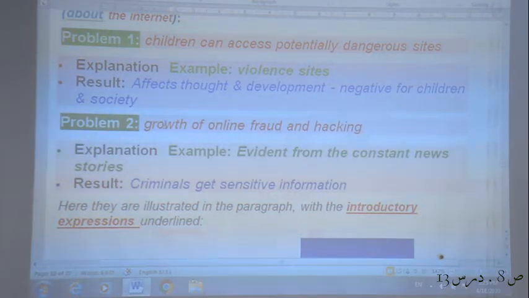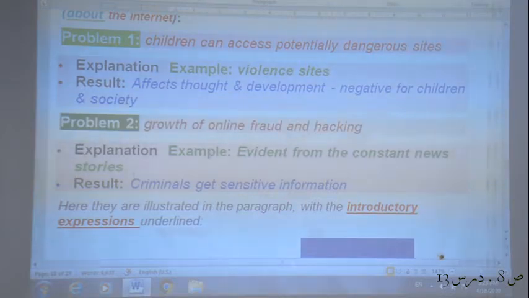Now we think about another problem relating to the internet, and here we can talk about the growth of online fraud. Fraud means deceiving others in order to steal money, for example, or to get sensitive, important information. So fraud means deceiving others, okay? And hacking is when you try to break into computer systems in order to get information. So here we are talking about another problem relating to the internet. And here we give an example. For example, evident from the continuous news stories. So we can get a story, a continuous story that happens every day, and write about it.